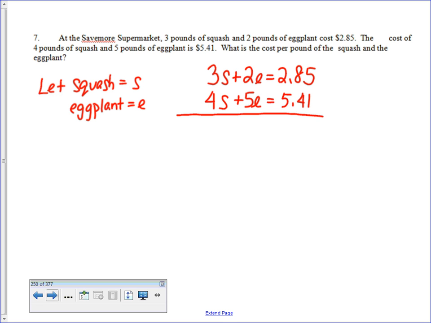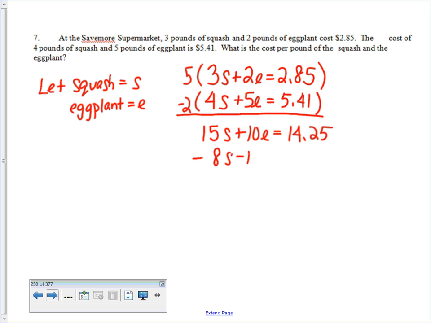The one that I would like to eliminate, I think, are the e's, so I'm going to multiply the top guy by 5 and the bottom one by a -2. That way my e's would be eliminated. So when I do the top one by 5, I get 15s plus 10e to equal $14.25. Then I have -8s minus 10e to equal -$10.82. Again, my e's now cancel out, and I'm left with 7s to equal $3.43.